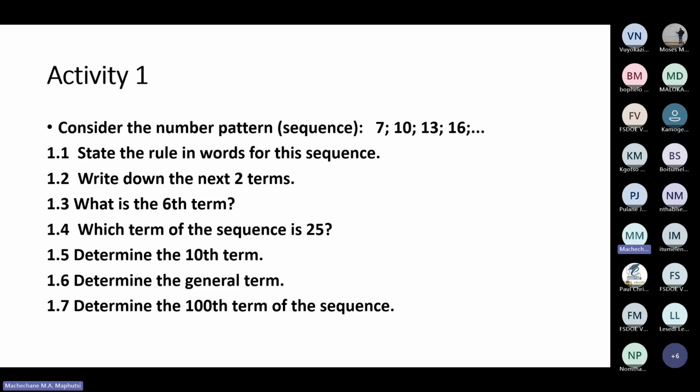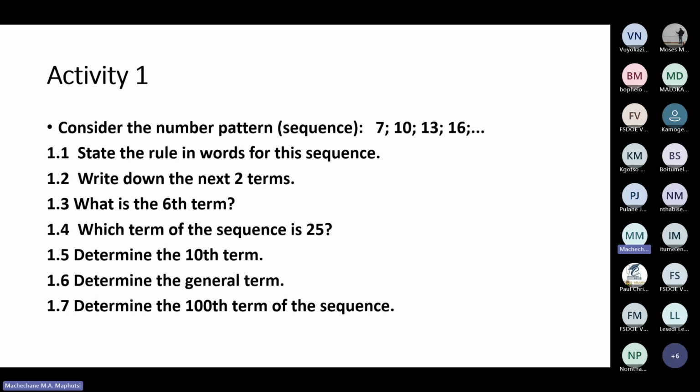Okay, now we are going to have activities. I'm going to give you a few minutes to look at this activity, but we're going to do it together. Consider the number pattern that is given: 7, 10, 13, and 16. The first question is saying, state the rule in words for this sequence. So you must be able to state the rule in words. How did we get 10 from 7? How did we get 13 from 10? How did we get 16 from 13? Then you have to write down the next 2 terms.